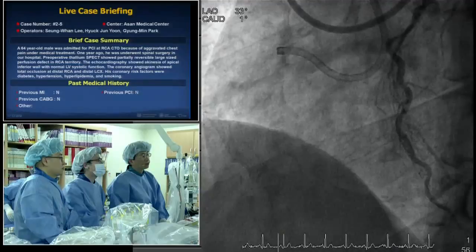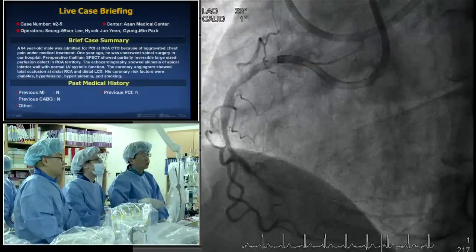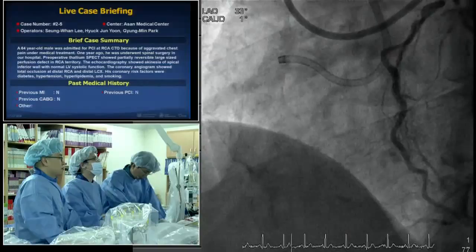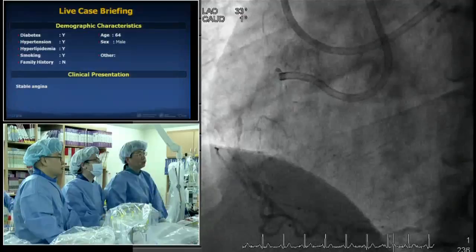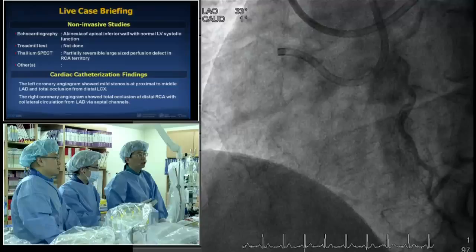Yeah, this patient is a 65-year-old male, and he was already assigned to our randomized trial, DECISION-CTO. The patient was assigned to medical treatment maybe 1 year ago. However, during medication, the patient complained of some symptoms during exercise. So we decided to plan to open the CTO segment. Today we prepared this case.